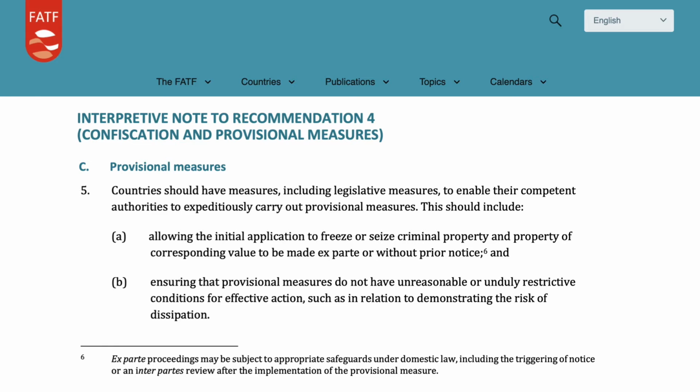This should include a. Permitting initial applications to freeze or seize criminal property and property of corresponding value to be made ex parte or without prior notice. Note 6 specifies that ex parte proceedings may include appropriate safeguards under domestic law, such as triggering a notice or an inter partes review following the implementation of the provisional measure, and b. ensuring that provisional measures do not have unreasonable or overly restrictive conditions for effective action, such as the requirement to demonstrate the risk of asset dissipation.